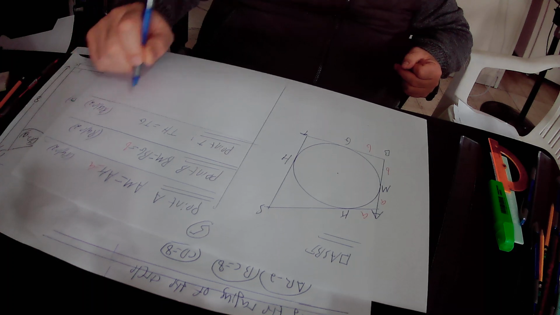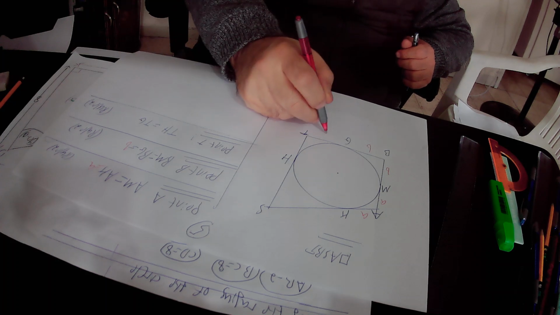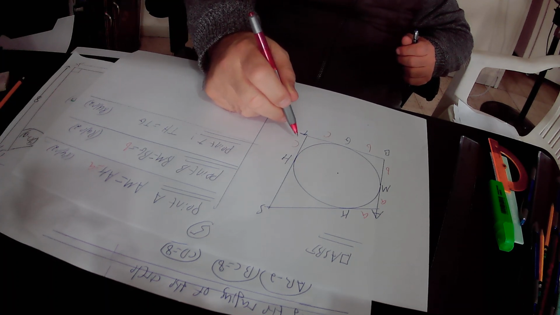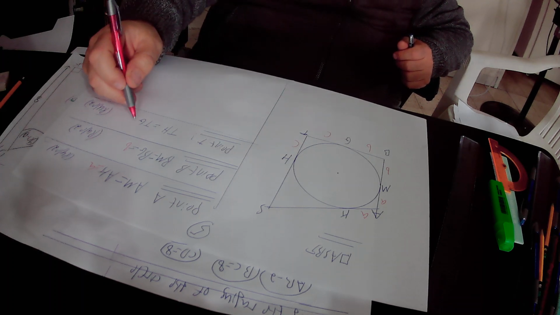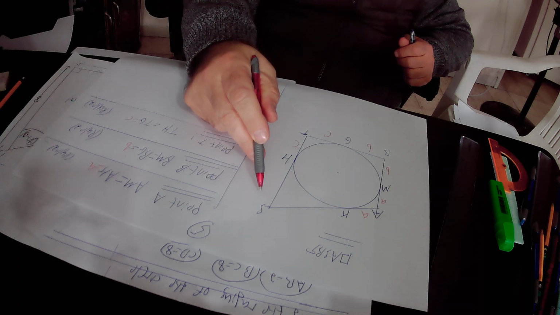So if we define the length of tangent TG as C, then the length of tangent TH must also equal C because they are equal to each other. In conclusion, we found that TH equals TG equals C. And finally, we focus on this common external point, point S.